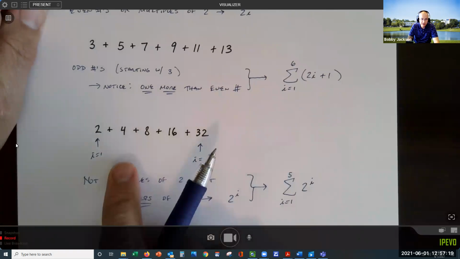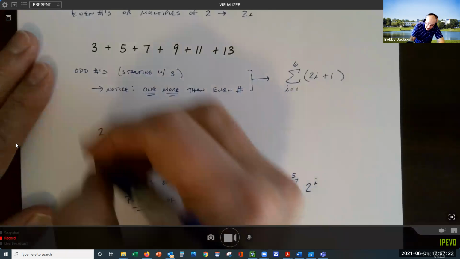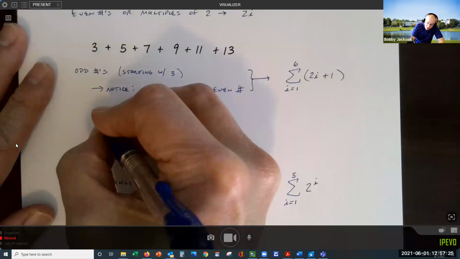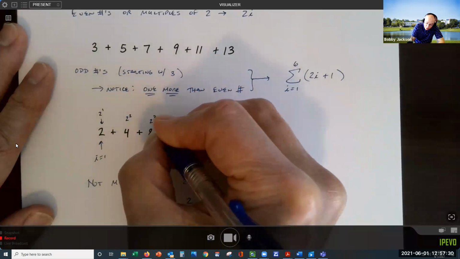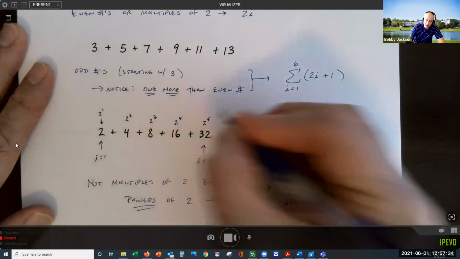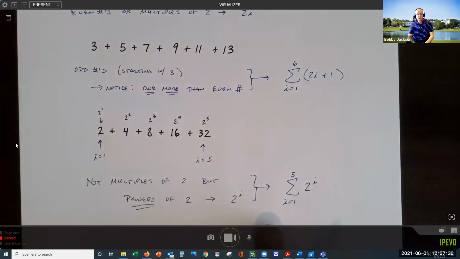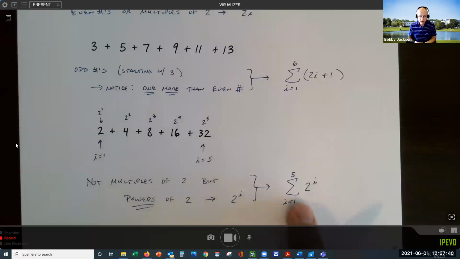But what are these? These are not multiples of 2. These are powers of 2, right? In fact, we can think of this as 2 to the first power. This is 2 squared. This is 2 cubed, 2 times 2 times 2. This is 2 to the fourth, and this is 2 to the fifth. These are powers of 2. And so i equal 1 to 5 of 2 to the i would be the way to write that in summation notation.